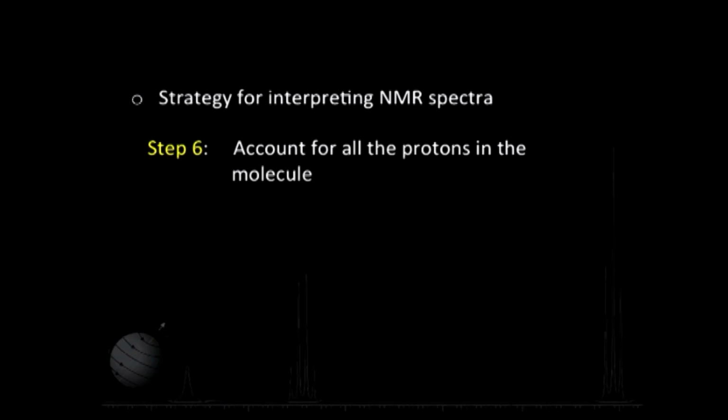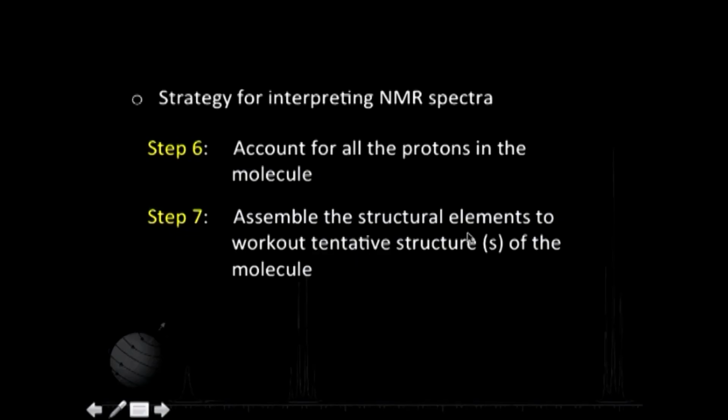Then in the next step what we do is, by identifying different types of protons, we see whether we are able to account for all the protons in the molecule. If not, then we have to look for the missing protons. If yes, then we try to assemble the structural elements we identified, arrange them together and work out a tentative structure for the molecule, because that is still tentative, we are not sure about the molecule as yet.